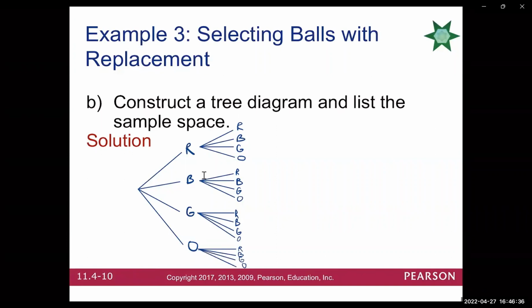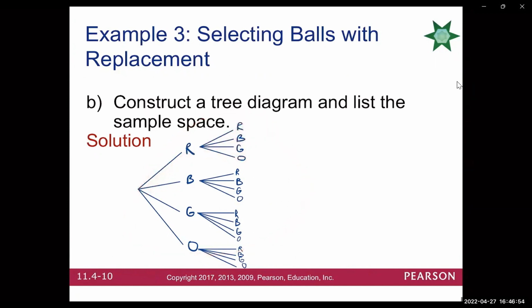Okay, so there's your sample set. Now we have to figure out how many outcomes there are. So 1, 2, 3. All right, so we already know: all you have to do is count the leaves. These are called leaves because this is the tree. The tree has leaves, so these are the leaves.